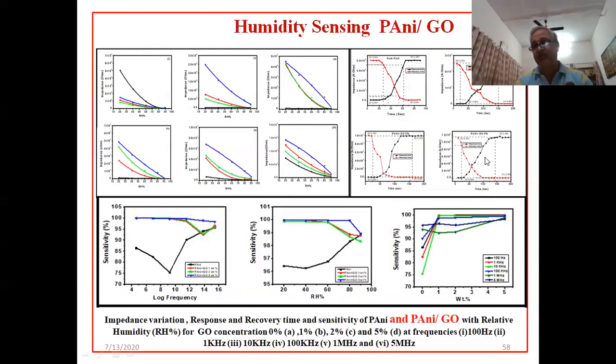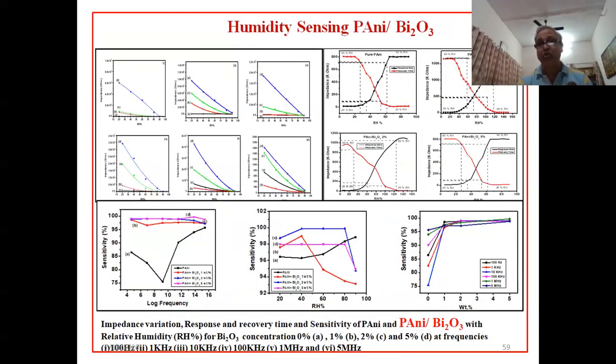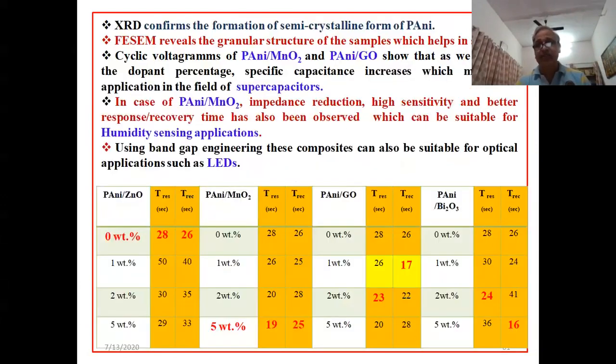This is our work on GO doping of ZnO, and this is also of Bi2O3. But this is the conclusion: XRD confirmed the formation of semi-crystalline form of polyaniline. FESEM reveals the granular structure of the sample, which helps in sensing. Cyclic voltammetry of PANI, MnO2 and polyaniline GO shows that as we increase the dopant percentage, specific capacitance increases, and this property is used in a supercapacitor.